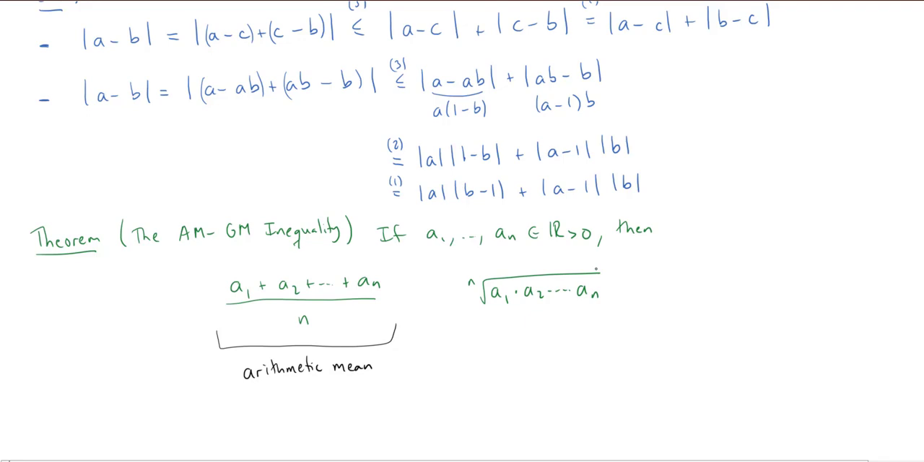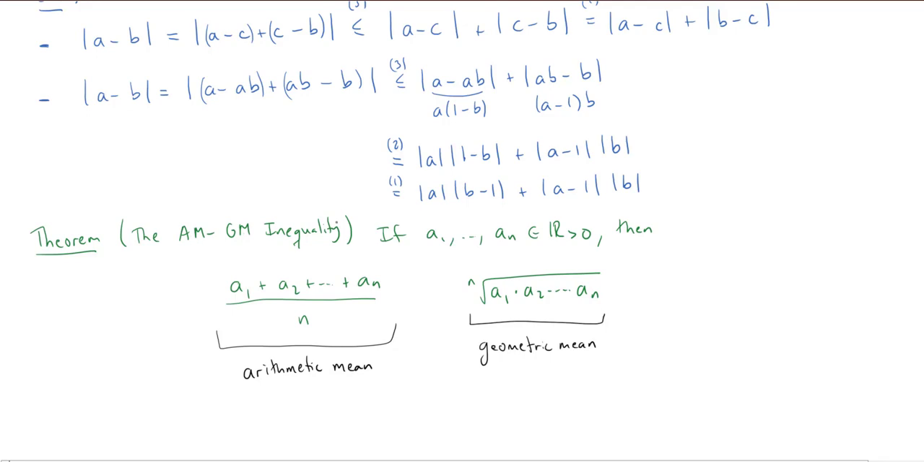Okay, and you can see now why I really want to take positive numbers. Well, if n is even and I start taking roots and I had some negative numbers in here, we could get into the imaginary world really, really quickly. Okay, and so this type of mean is called a geometric mean. And so that's where we're getting the AM and the GM from.